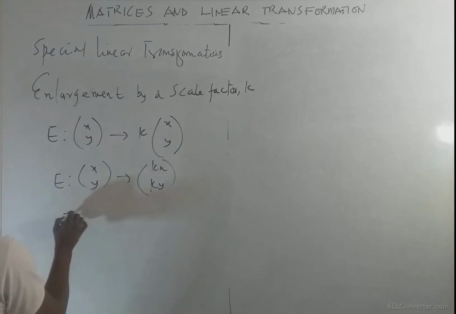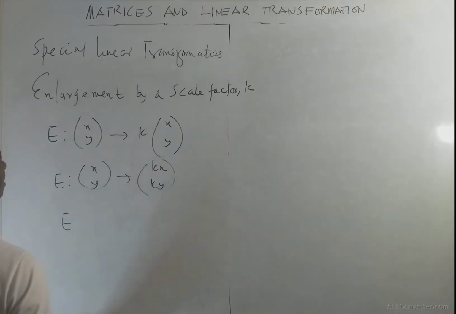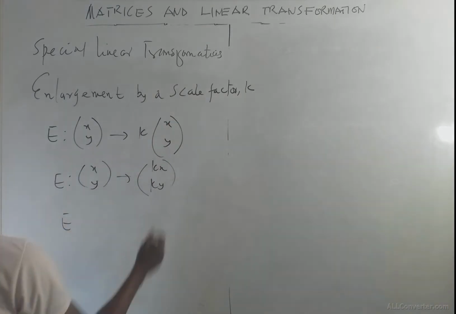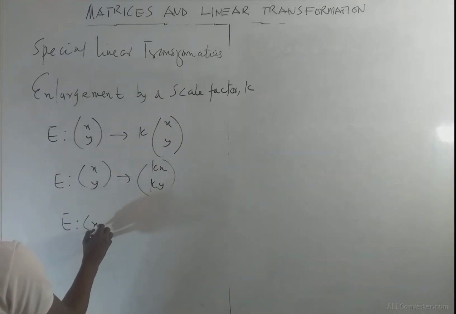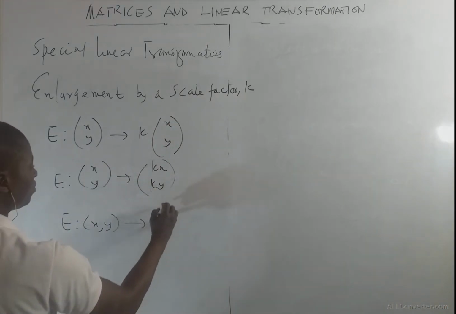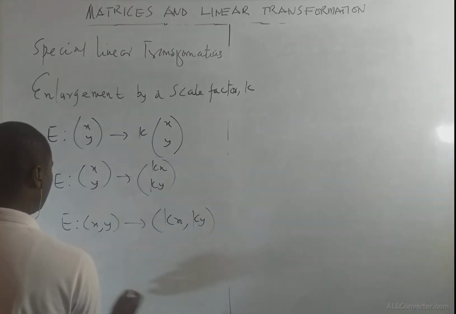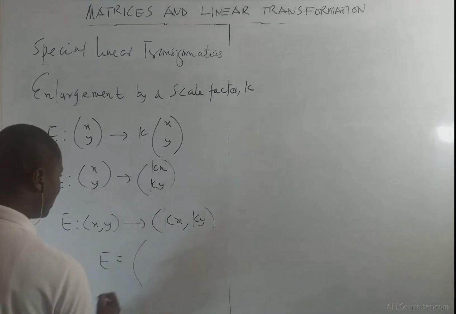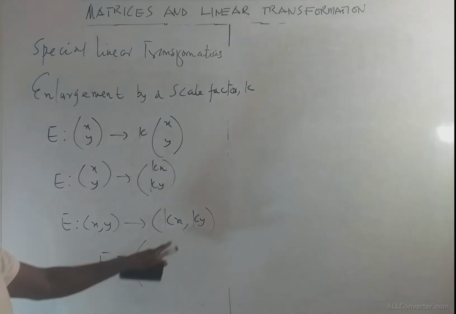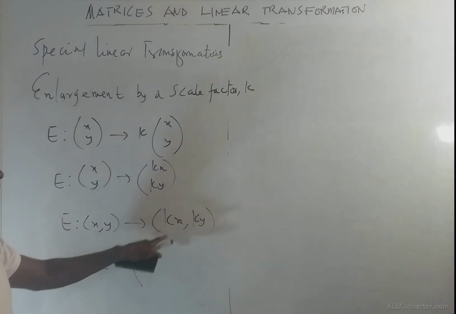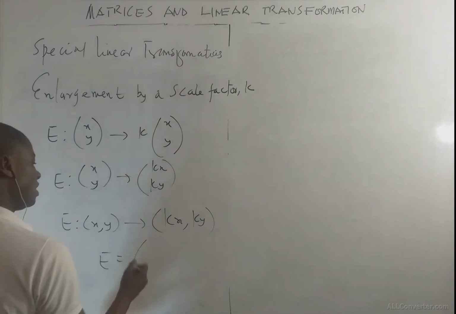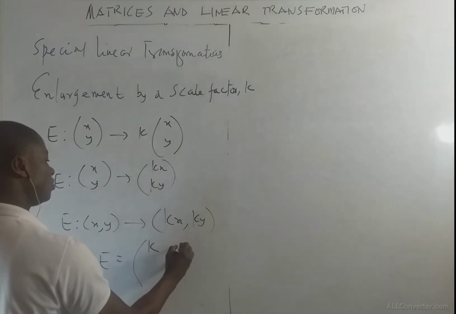So in general, if you want to write down the matrix for the enlargement by the scale factor k, then this can be expressed as xy maps to, the first row, kx, comma, then ky. And don't forget, how do you write the matrix? You now understand. Before the comma, there is an x term, and the coefficient of the x term is k, so we have k. But there is no y term, and so we have 0.